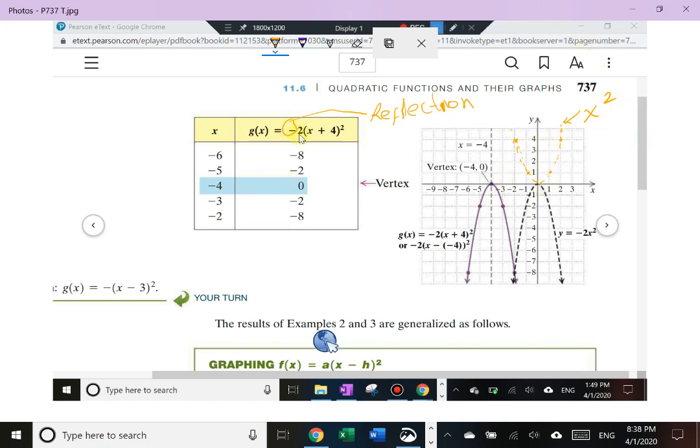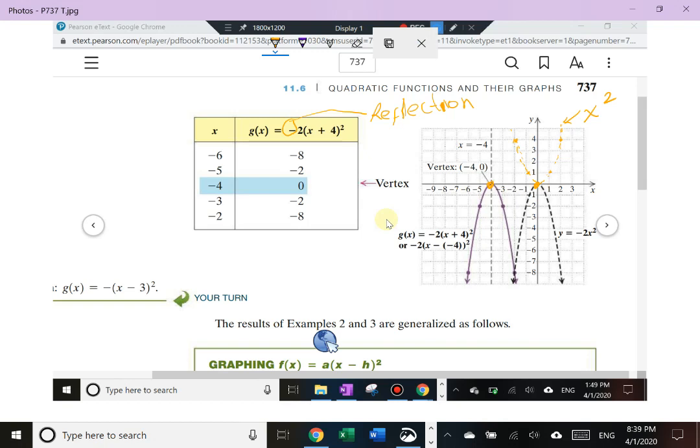And then the 2, because it's a number, ignoring the negative. It's a number bigger than 1. So it will make the parabola narrower than the basic parabola, the one that I have up here. And then the effect of x plus 4 is to shift the parabola 1, 2, 3, 4 units to the left, right? In this case, this vertex is now here, -4.